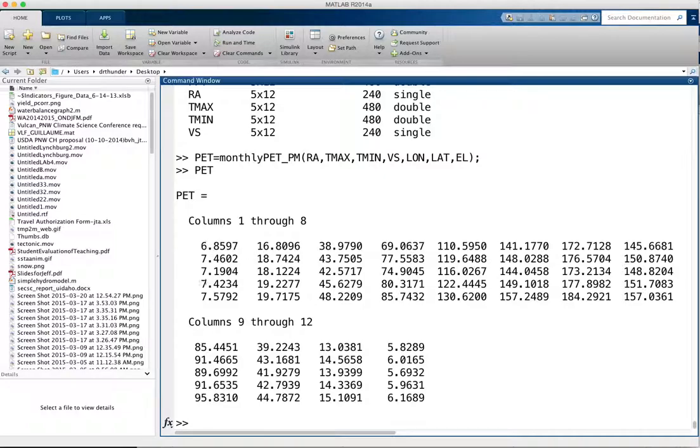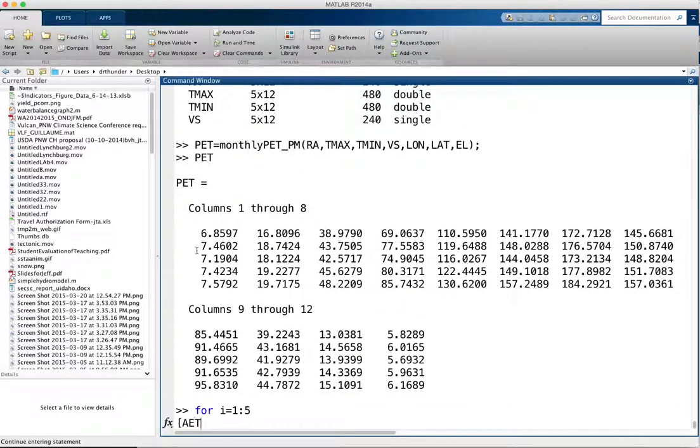So column 1 here is January. Column 7 is going to be July. So we see these pretty high numbers in July, potential evapotranspiration of somewhere between 170 and 185 millimeters per month, whereas in January it's 6 to 8 or so. So at least at first glance, that looks reasonable. So that's good. And the next step here is to run a loop over your data.